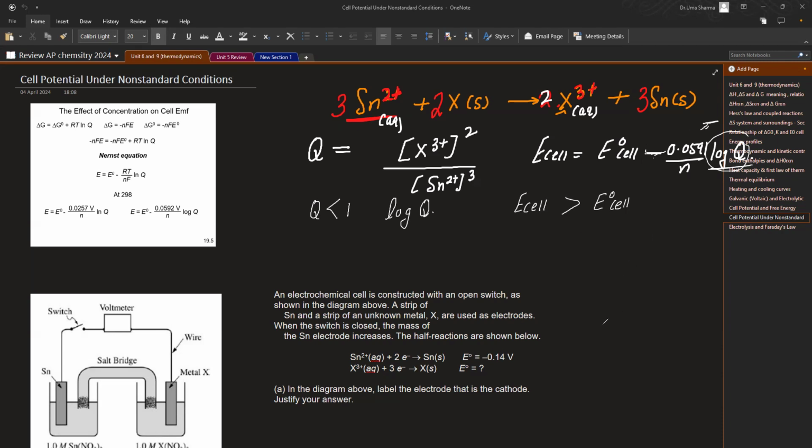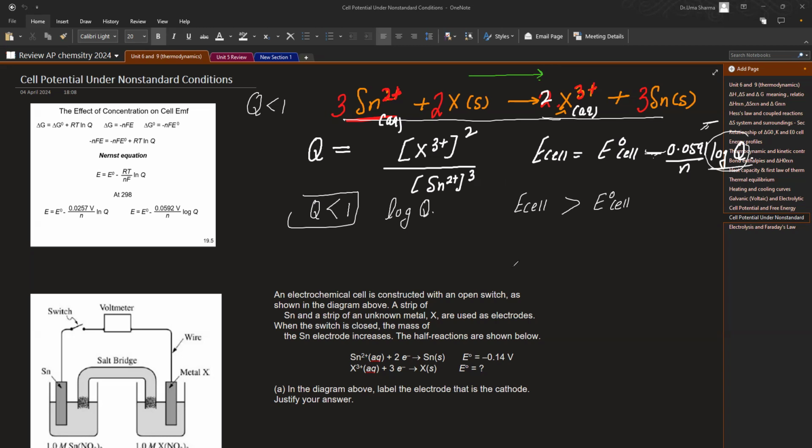Now this is the mathematical explanation. Now can you explain, if Q is less than 1, then what is more in the reaction, the reactants or the products? Q is less than 1. The reactants are more. If reactants are more, in which direction will the reaction shift? The reaction will shift to the right.